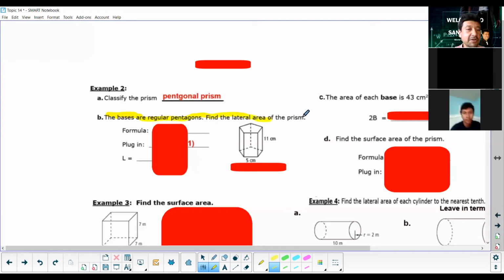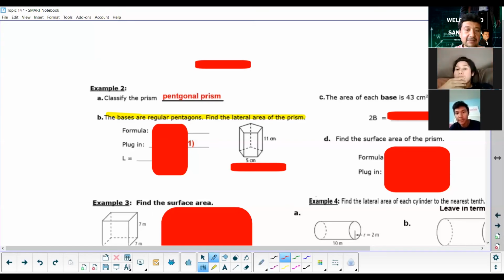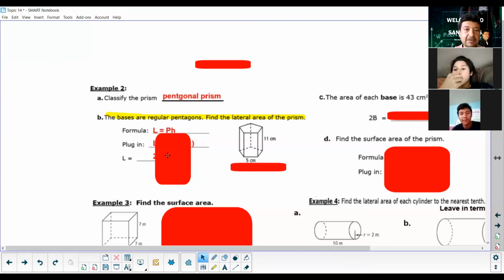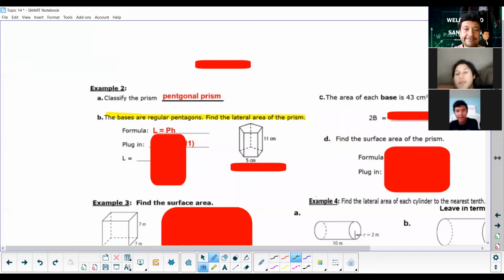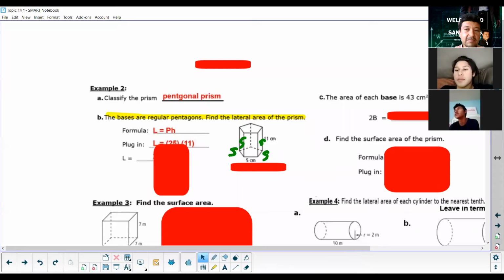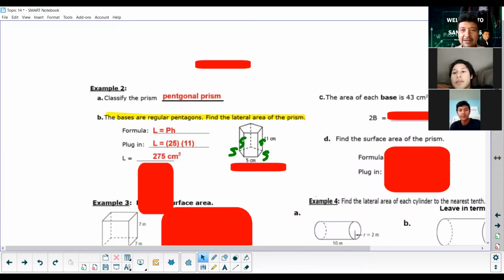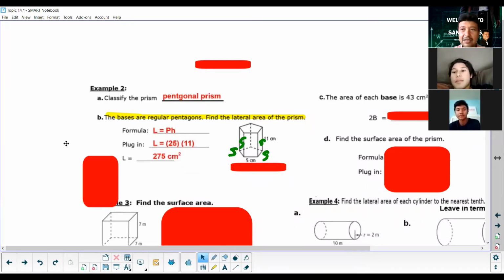Okay, good. So how will we do this? Since we're finding the lateral area, we would find the perimeter and multiply it by the height. Good. So let's find the perimeter. It would just be 5 times 5 because there's 5 sides. So 25 times 11 is 275. 275, you got it right on. Great, Marcus. Now go ahead and give the phone to Celeste.